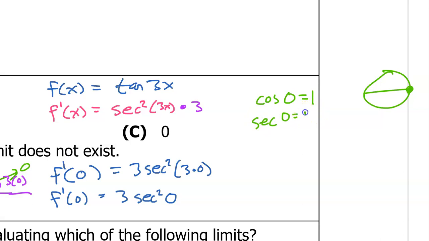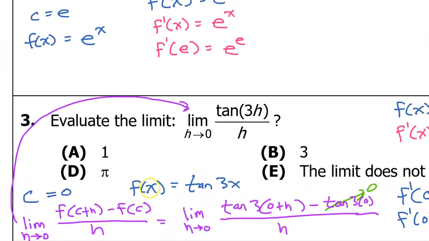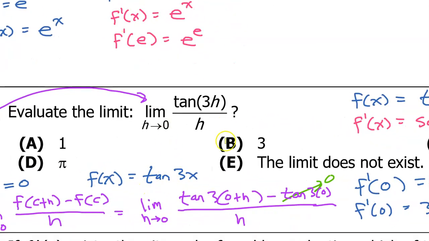reciprocal of 1, which is 1. Which means that secant squared is also 1. All right, so this is really going to equal 3 times 1, which is 3. So therefore, the answer is B.